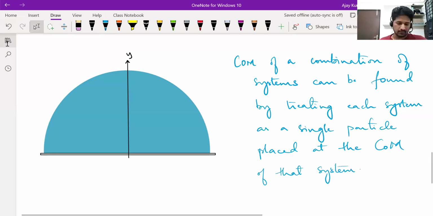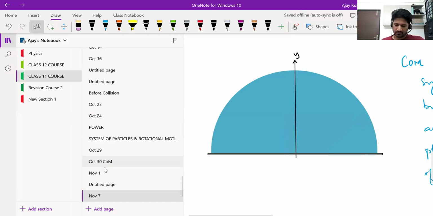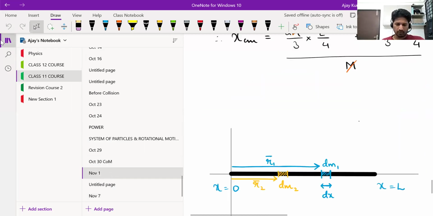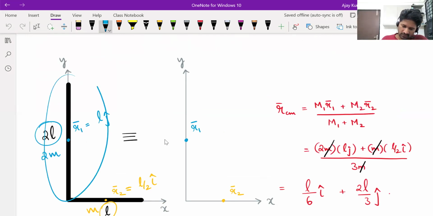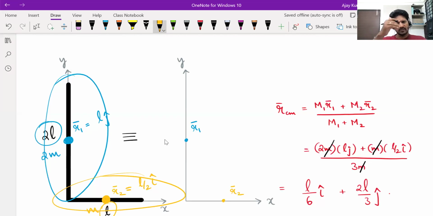Like when we tried to derive the position of center of mass of that L-shaped object, we treated the L-shaped object as a collection of two rods. This rod was treated as a single particle placed here, and the other rod lying along the x-axis was treated as a single particle placed here. We gave them mass proportional to the length. One mass was taken as 2m, the other mass was taken as m, and we used the two-point formula for the center of mass.